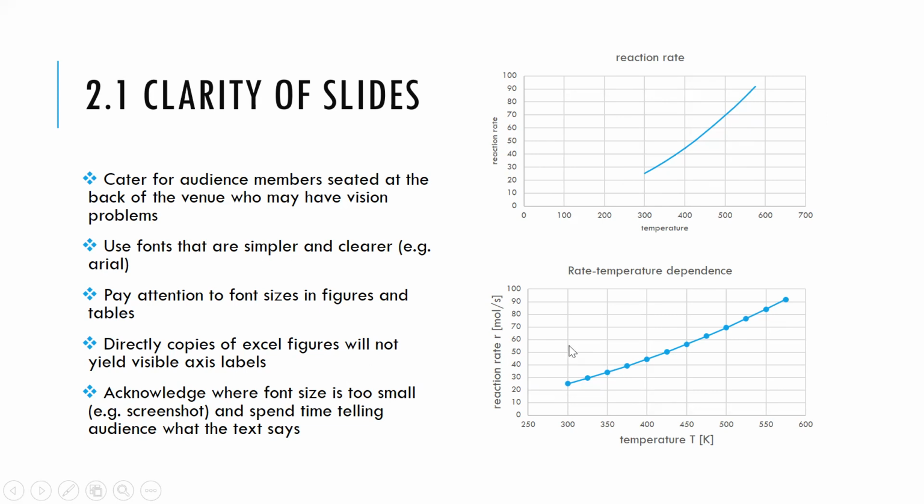Also for tables, you also want to adjust the font size there. Sometimes you can't adjust a font size. Sometimes it's a screenshot from something. Then acknowledge that. Say to the audience, I know you can't see the numbers exactly, but I can tell you the number up here is this value, and you can see the numbers are changing down this way. So acknowledge where the audience can't see something and spend a bit of time telling them what they can't see there.